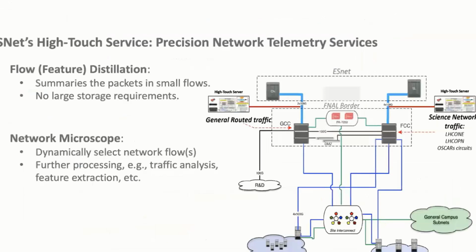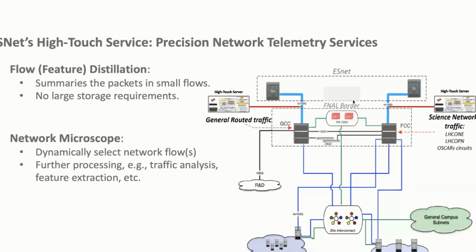The third project that we are working on is AI-based traffic classification using the ESnet High-Touch services. ESnet High-Touch services is a part of ESnet6, which provides precision network telemetry services to the sites where ESnet provides network services. The purpose of this telemetry service is mainly two things: flow decimation, which means summarizing a large flow into a small flow, and network microscopy, which means we can use those small flows and analyze them further as required.